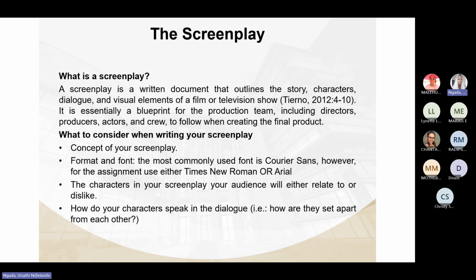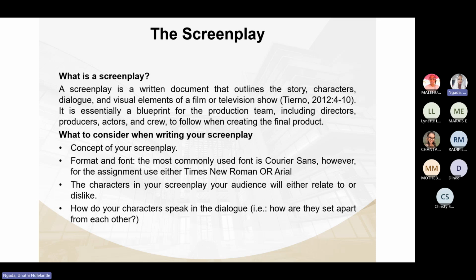So when you are writing a screenplay, you need to have a concept, right? Consider the font and the format. The most commonly used font for a screenplay is Courier Sans. However, for the assignment, this is only applicable to those who are going to be doing the screenplay. For the assignment, you must use either Times New Roman or Arial. Also remember the characters in your screenplay that the audience are either going to relate to or dislike.